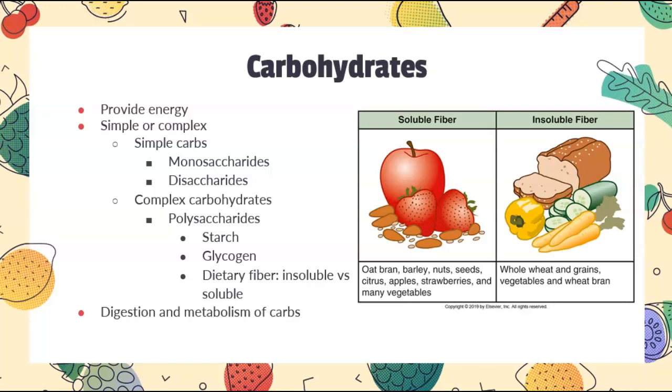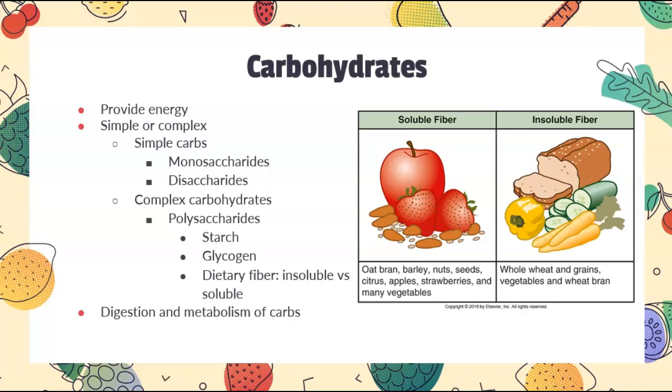So polysaccharides are made up of long chains of glucose. Starches are found in many plant foods such as grains, legumes, and starchy vegetables like corn and potatoes. It breaks down more slowly and provides energy for a longer period of time.